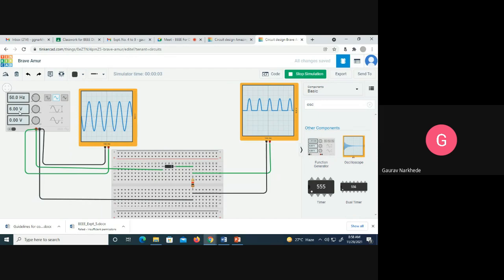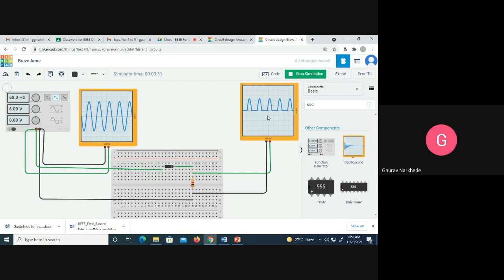You can see the input is a sine wave. These are the parameters of the input: a sine wave, peak to peak 6 volts, frequency 50 Hertz. And the output, can you see, is the output of a half wave rectifier, exactly. Are you convinced that this circuit is working properly? Yes, sir.